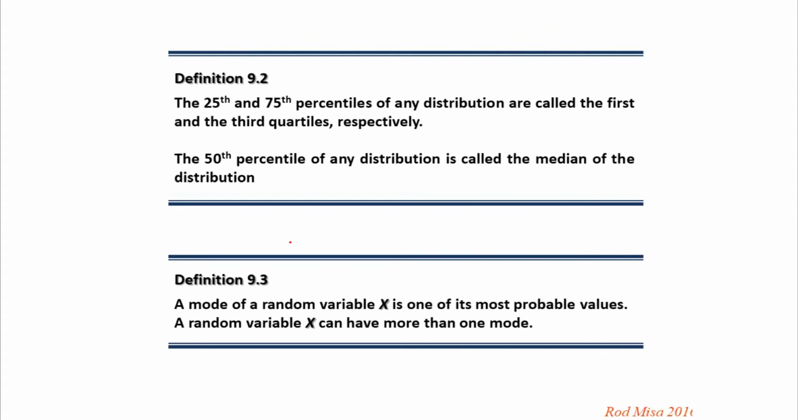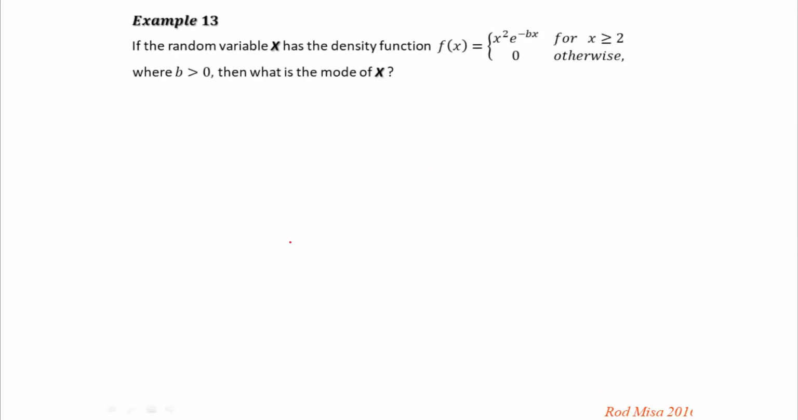In other words, the mode can be seen in the graph at the highest point of the graph of the PDF, the probability density function. Now, proceeding to our next example, we have: if the random variable x has a density function f of x equal to x squared times e to the power negative bx for x greater than or equal to 2 and 0 otherwise, where b is greater than 0, then what is the mode of this random variable x?